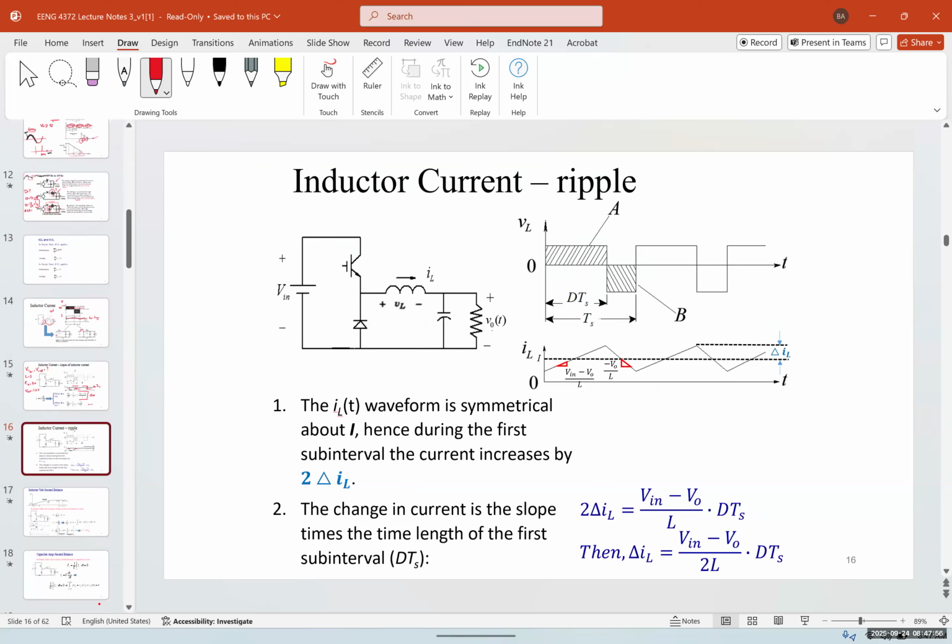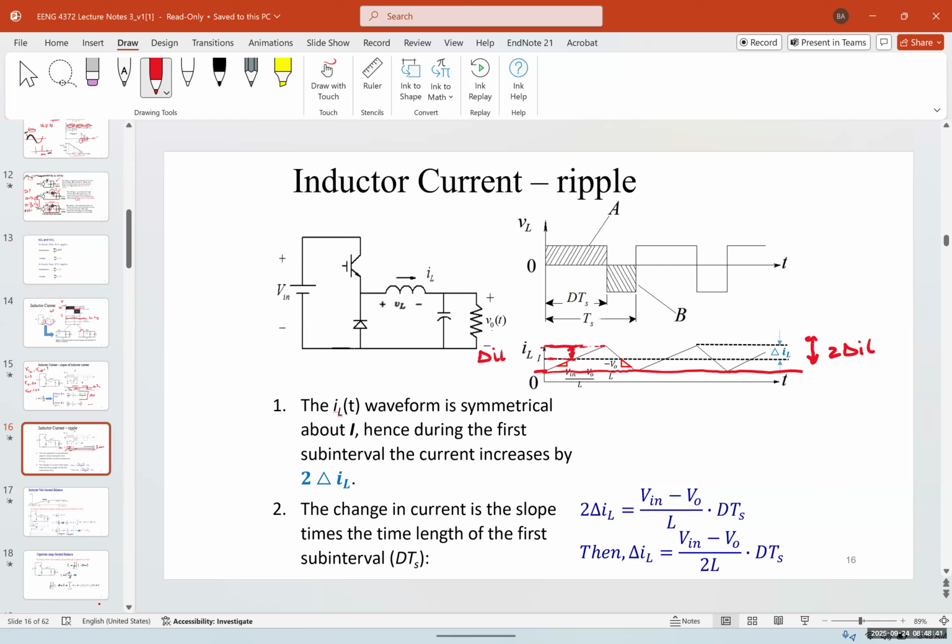So the inductor current ripple, the IL waveform is symmetrical about I. Hence, during the first subinterval, the current increases by 2 delta IL. So again, from here to here, it increases by 2 delta IL. And delta IL is between the maximum and the average. So this is delta IL. So from here down to here, we would have 2 delta IL.